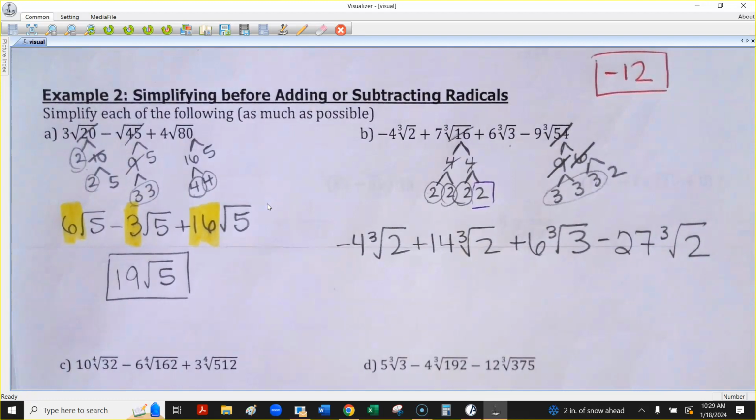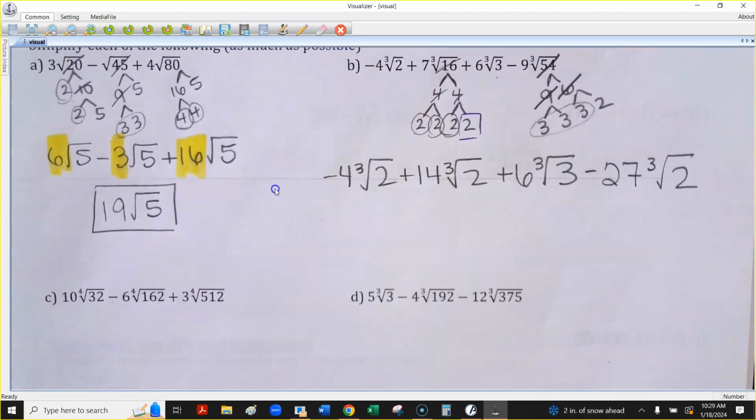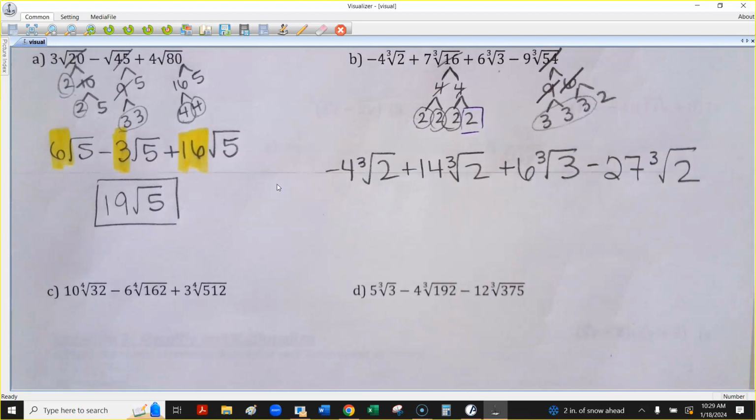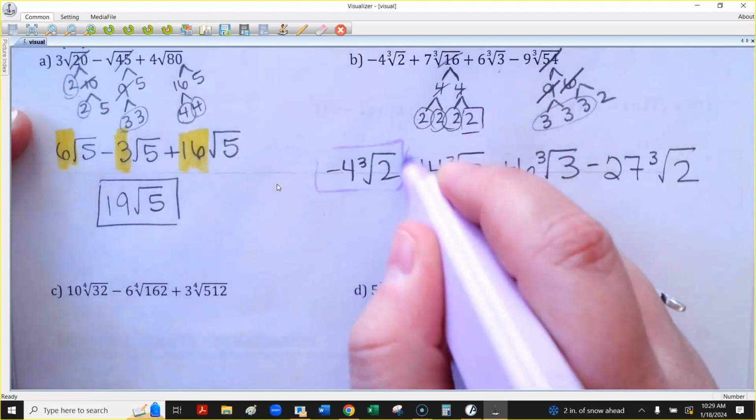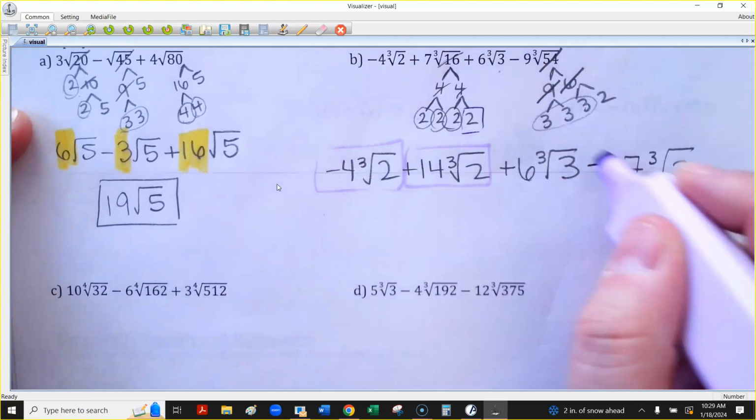And this is kind of a weird problem, and I feel like there's one like this on the test and the quiz. So if I'm looking for like radicals, 3 of these have a cube root of 2.